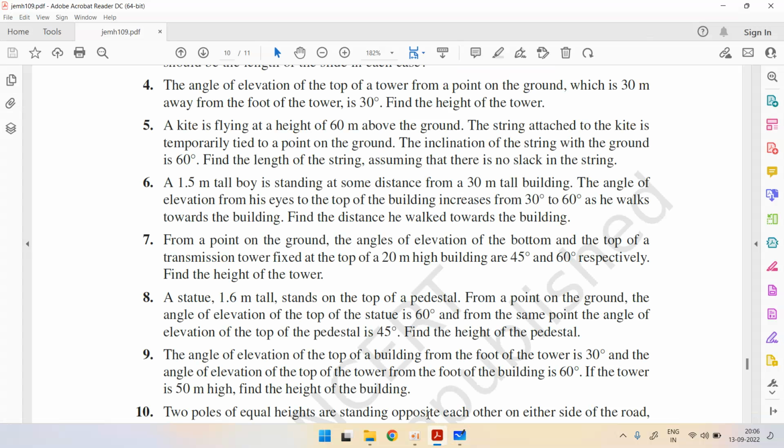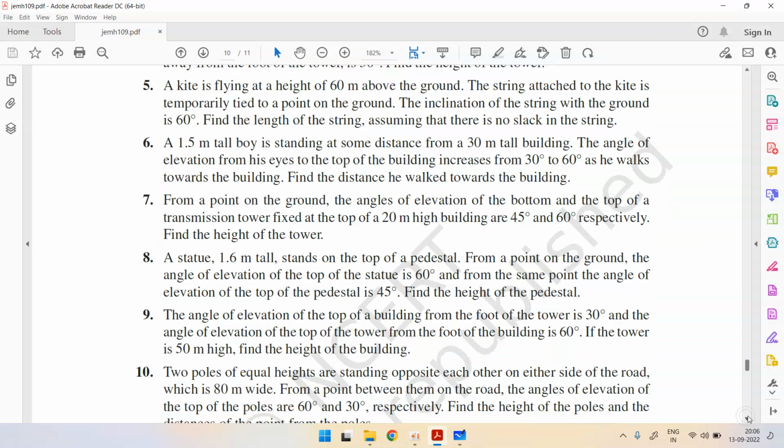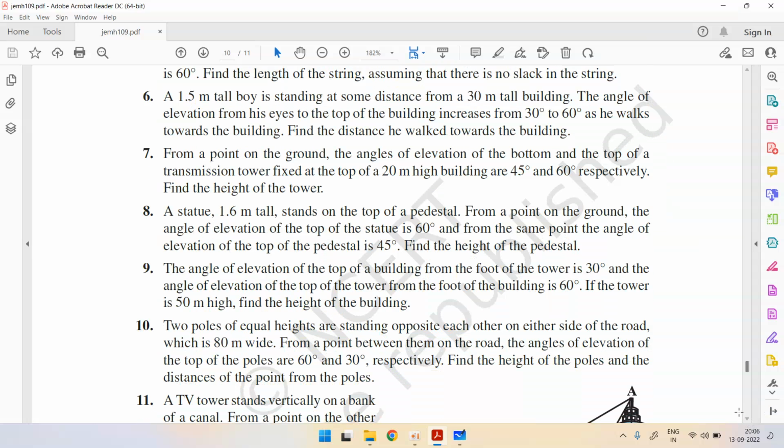Question number 10. It says that two poles of equal heights are standing opposite each other on either side of the road, which is 80 meters wide. So the road width is 80 meters. From a point between them on the road, any point between them, the angles of elevation of the tops of the poles are 60 and 30 degrees respectively. Find the height of the poles and the distance of the point from the two poles.